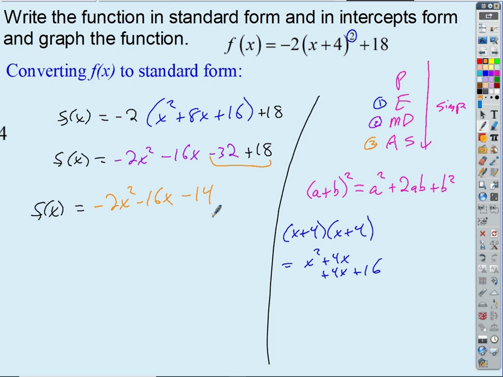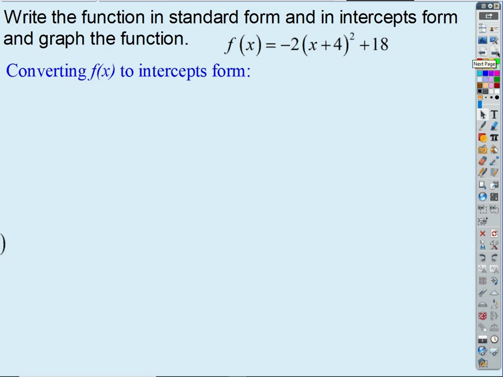Okay, so converting to standard form just means simplifying. Okay? From vertex, converting to intercepts form. Okay, this is unfortunately, what do we have to do here? Well, we'd have to go to standard form and then factor it. Right? There really isn't an easy shortcut for this one. You could work around it, I guess, but we'll go back and revisit this exact idea in about 3 days.